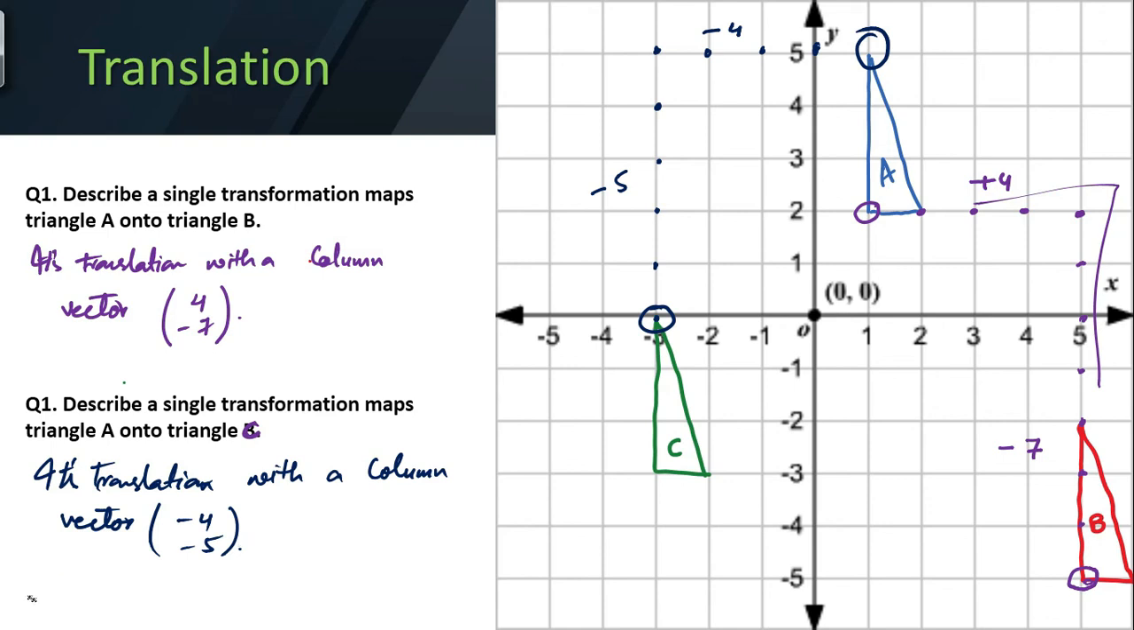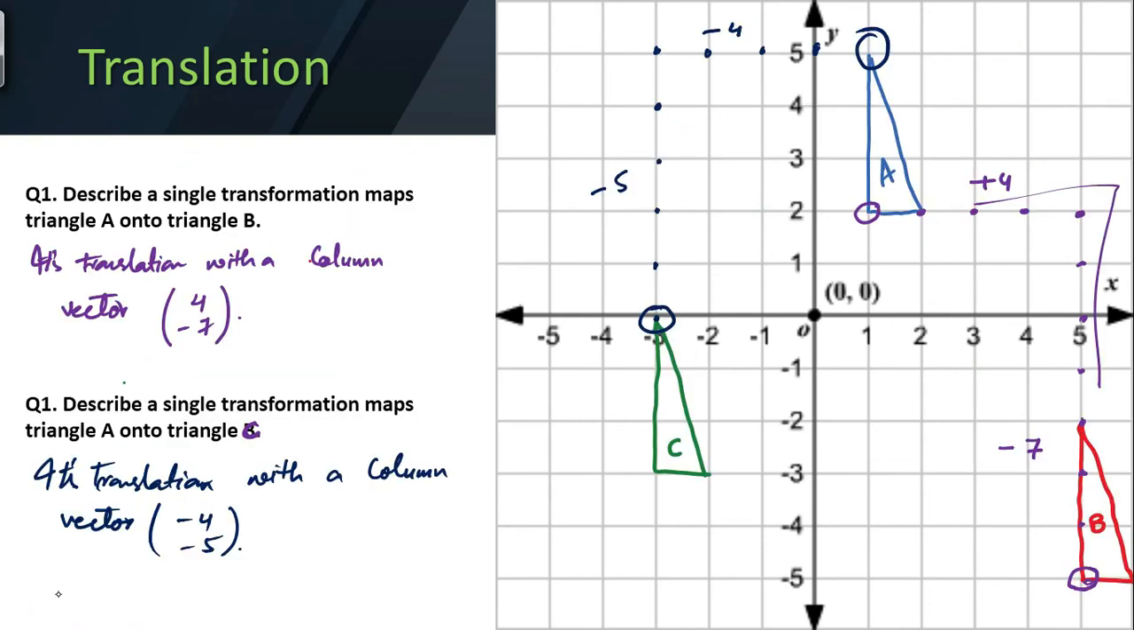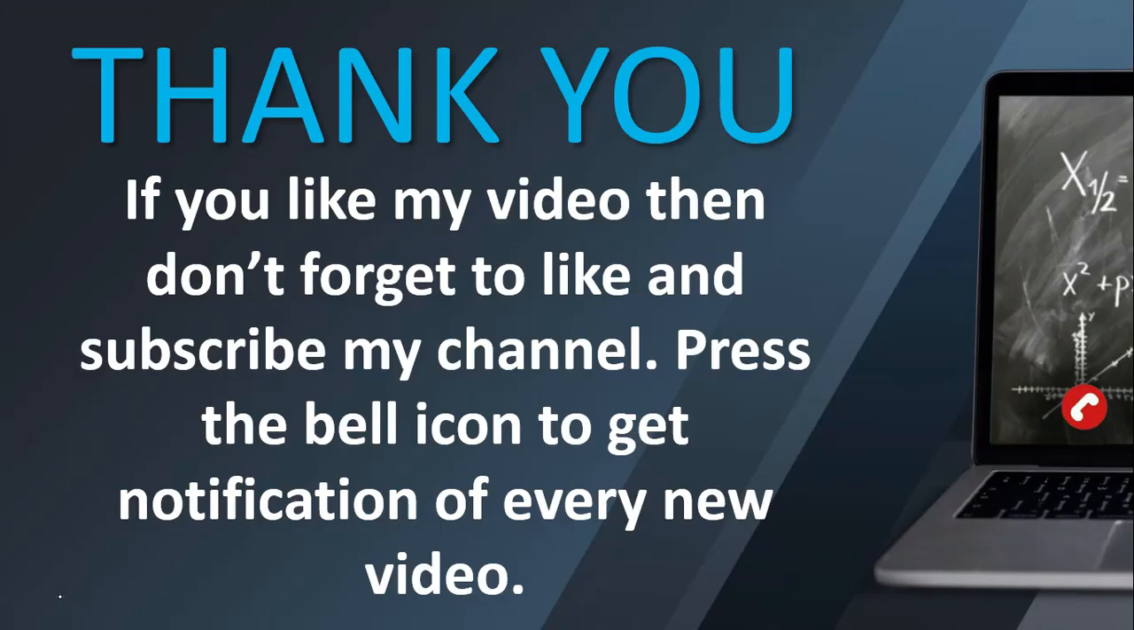So we have discussed today how we will move the object in translation if the column vector is given, and when the object and image both are given, how we will find the column vector. I hope you have understood this.